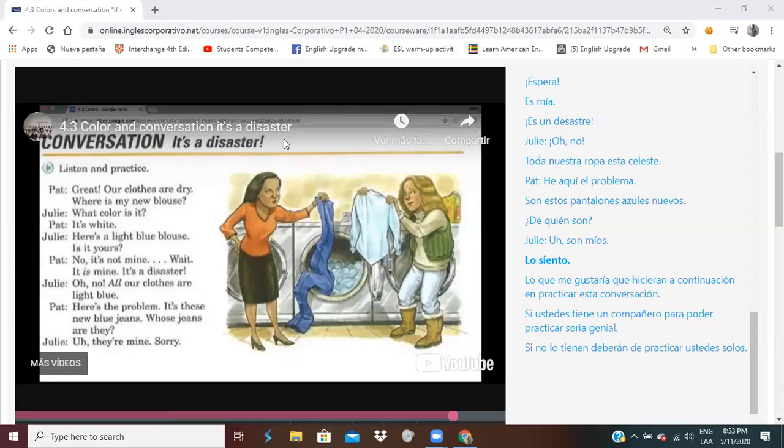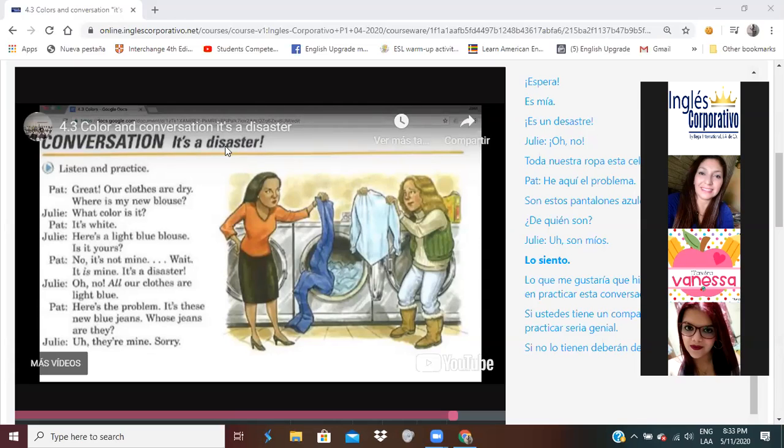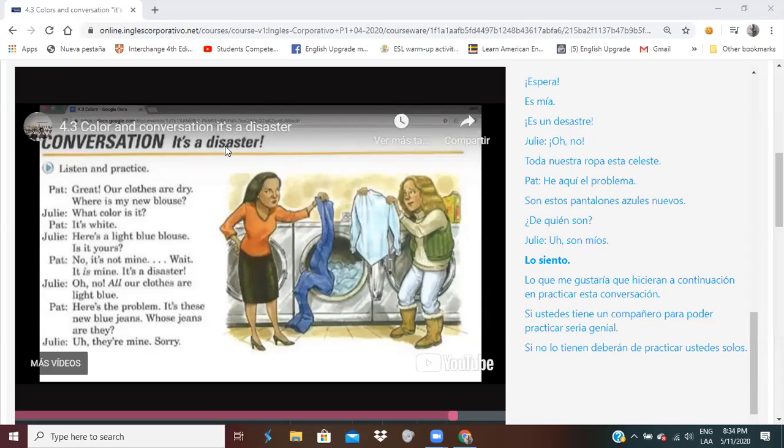Hola. Usted es Pat, yo soy Julie. That's right. Okay. Our clothes are dry. Where is my new blouse? What color is it? It is white. Here's a light blue blouse. Is it yours? No, it's not mine. It is mine. It is a disaster. Oh no, all our clothes are light blue. Here is the problem. It is these new blue jeans. Whose jeans are they? They're mine. Sorry.